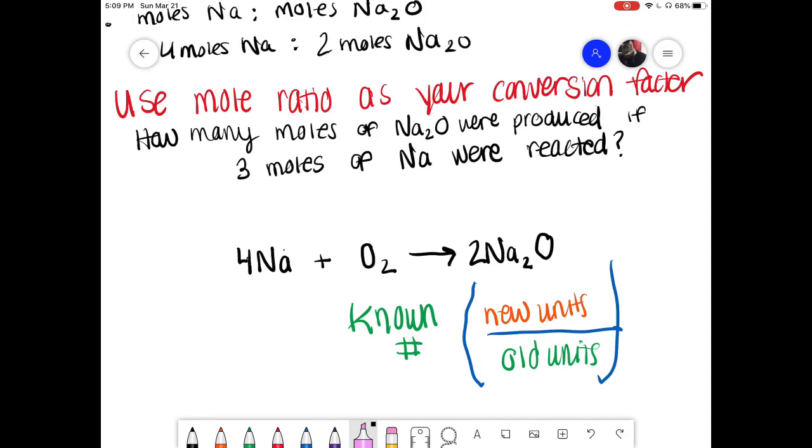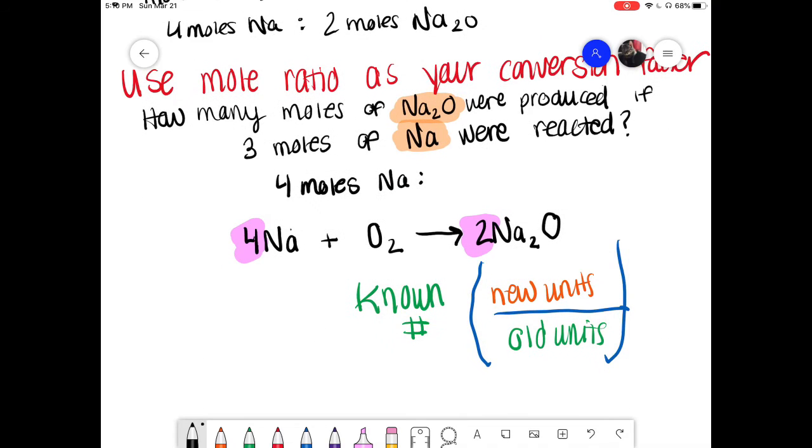So our question is, how many moles of Na2O are produced if we have 3 moles of Na reacted? And so our two different molecules that we will be using are Na2O and Na. And so because we are just looking at those two, we are only going to write our ratio with those two molecules. And so, like we said earlier, our mole ratio is our coefficient numbers, and we're looking at Na and Na2O. So the mole ratio using our coefficient numbers is 4 moles of Na to 2 moles of Na2O.